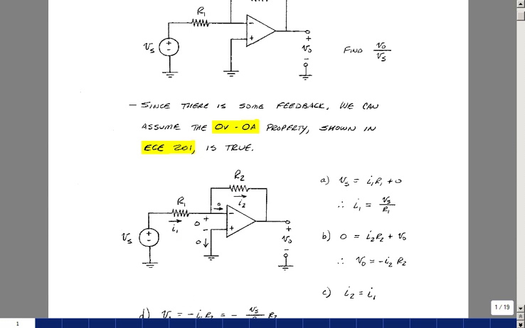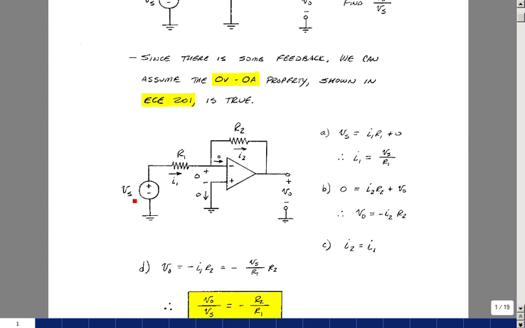What I want to solve for is V out in terms of V sub S. Rise in voltage would have to equal the drops around the loop, and so that's going to be I1 times R1 plus 0, and that's this equation right here. We're going to solve for I1, and that would be V sub S divided by R1.